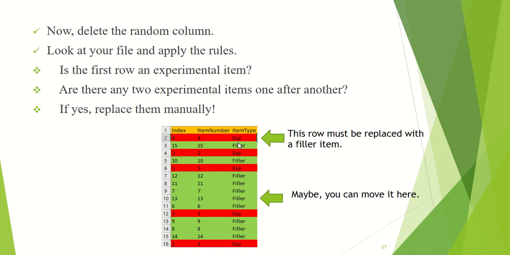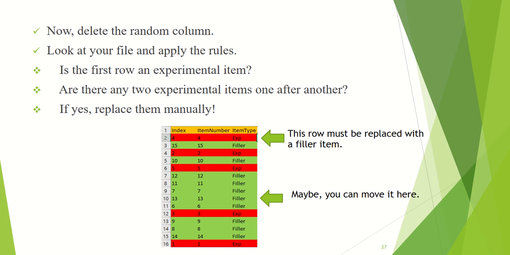It starts with 2 filler items. The experimental items are not one after another, and we don't have a pattern because we have 2 filler, 1 experimental, 1 filler, 1 experimental, and again 3 filler, 1 experimental, 1 filler, 1 experimental, 3 filler, and experimental. So as you can see, I have pseudo randomized my file.